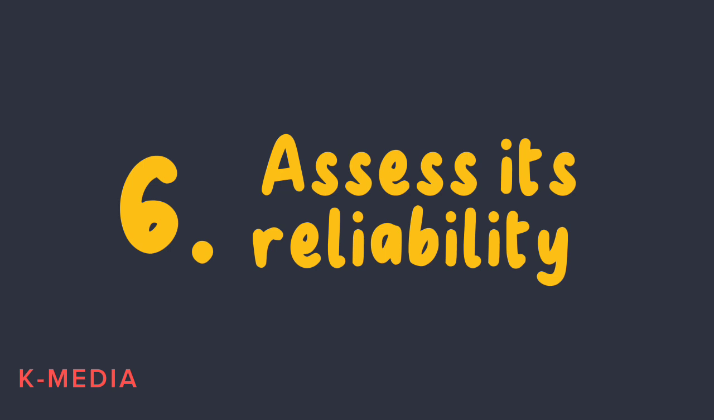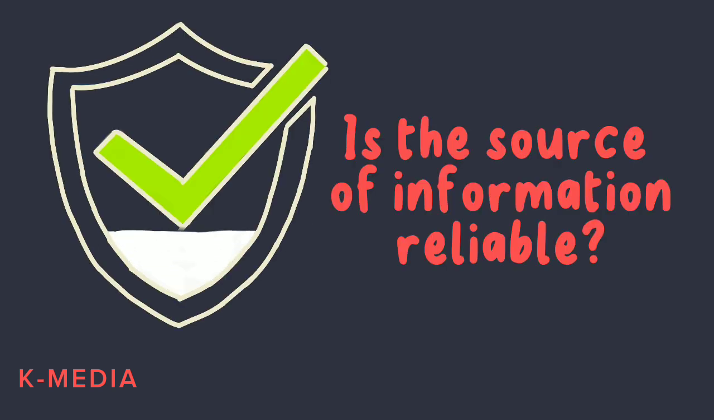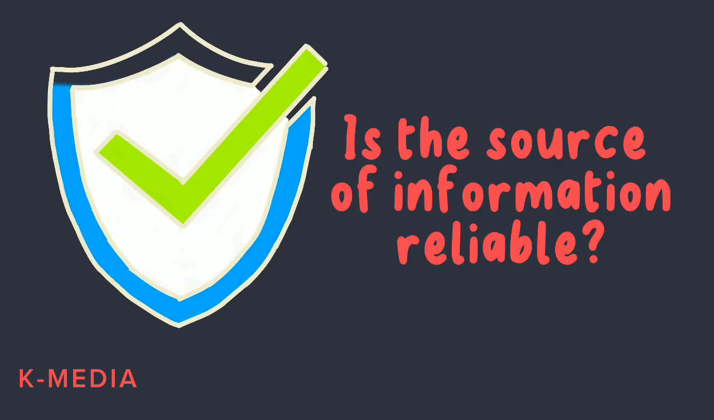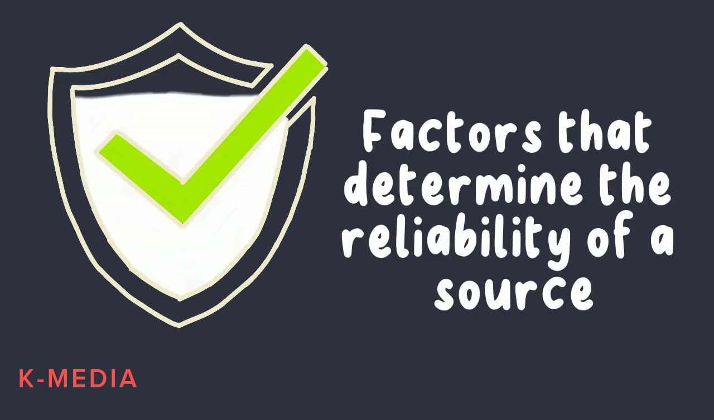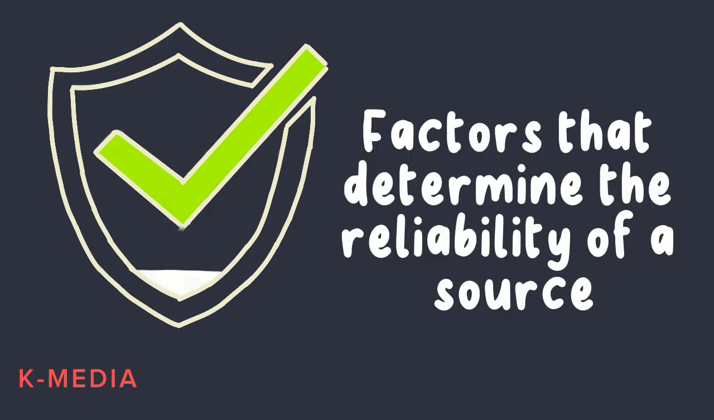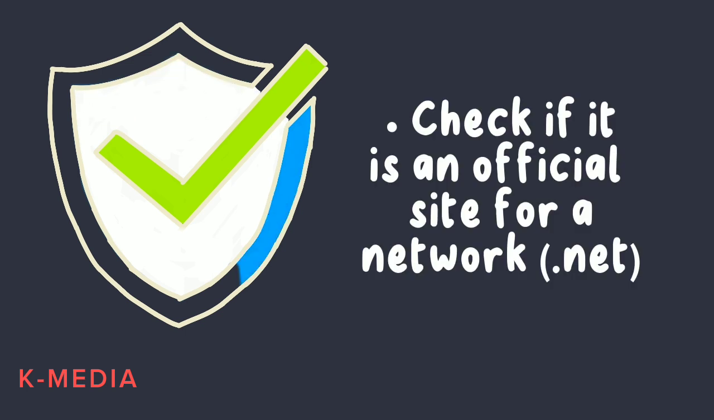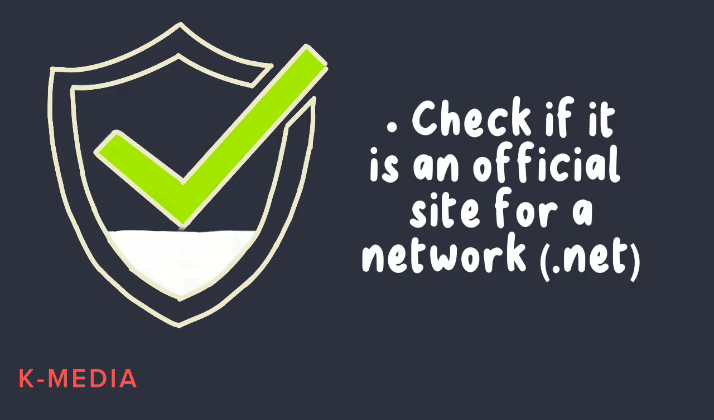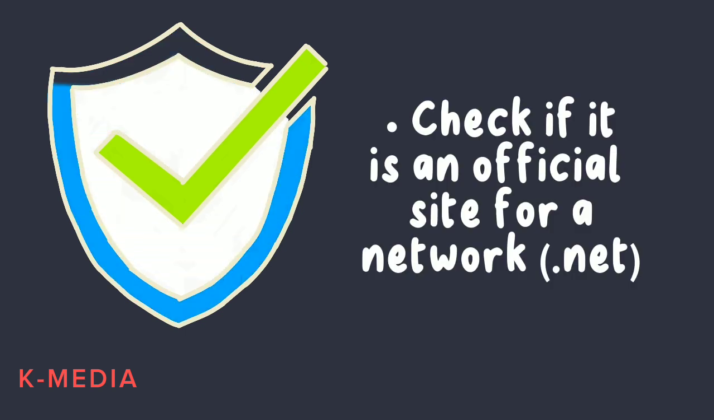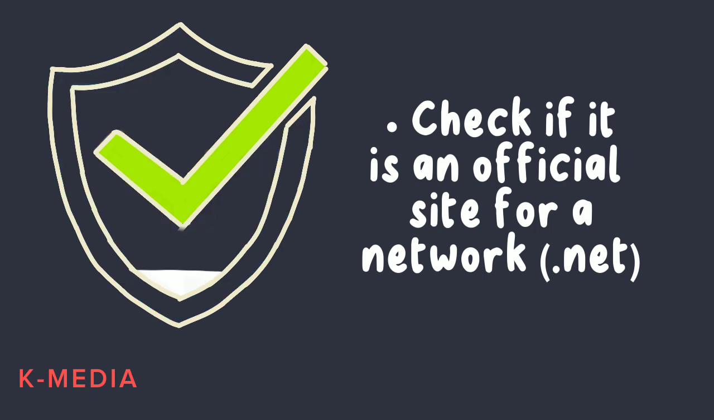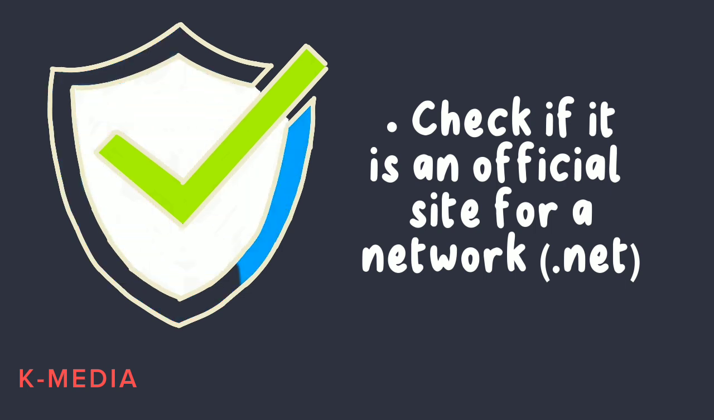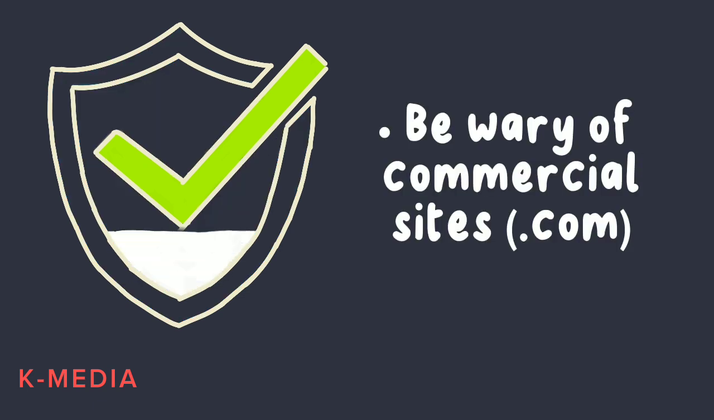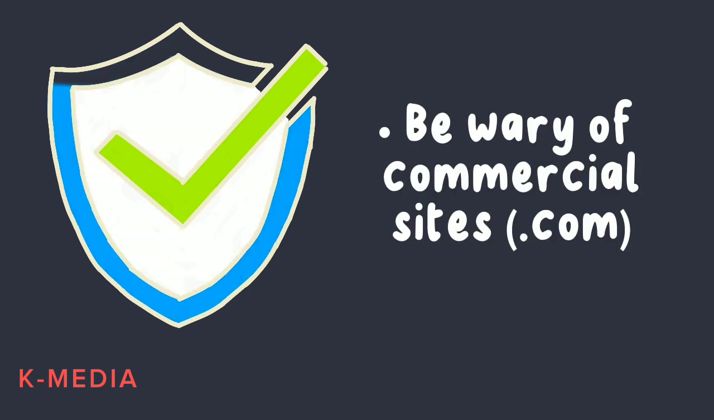Lastly, assess its reliability. Is the source of information reliable? So what are the factors that determine the reliability of a source? You have to check if it is an official site for a network, which is a .net in its URL, .org for nonprofit organization, .mil for military, and so on. Be wary of commercial sites, which is a .com.